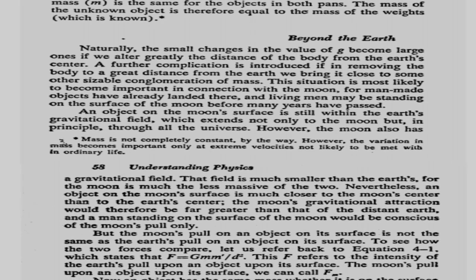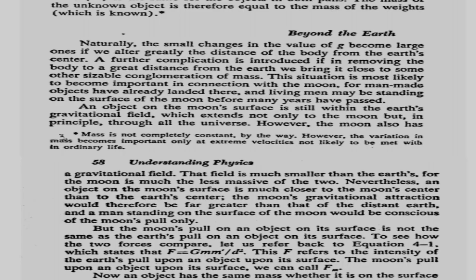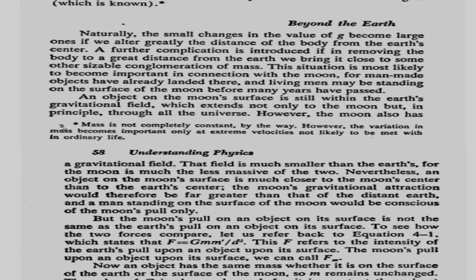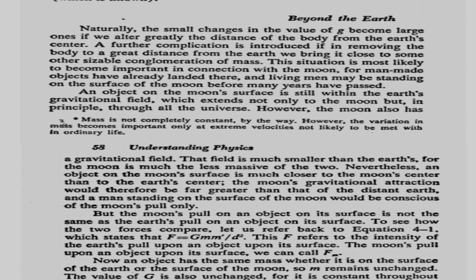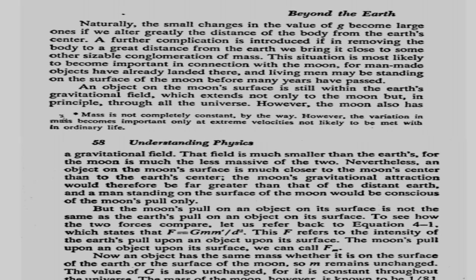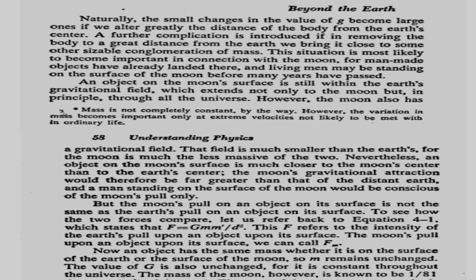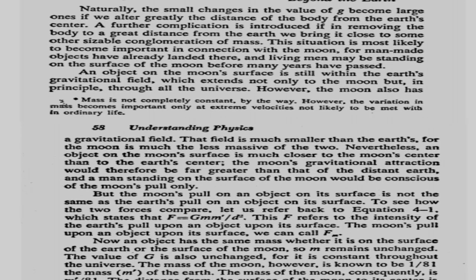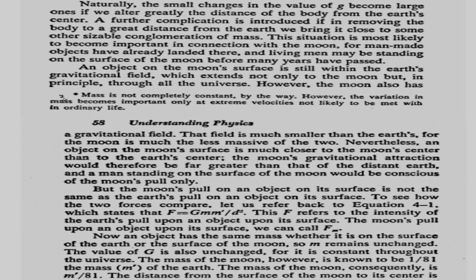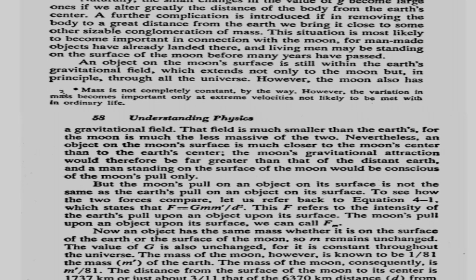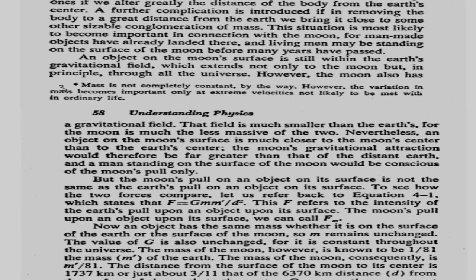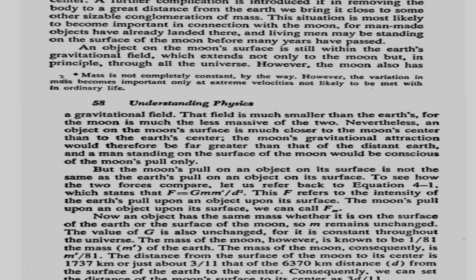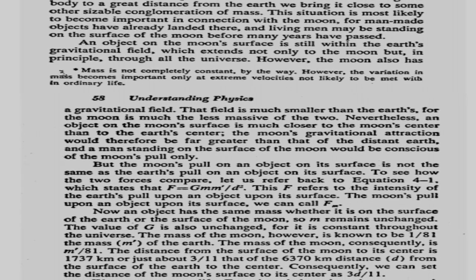Now, an object has the same mass, whether it is on the surface of the Earth or the surface of the Moon, so m remains unchanged. The value of g is also unchanged, for it is constant throughout the universe. The mass of the Moon, however, is known to be 1/81 the mass, m', of the Earth. The mass of the Moon, consequently, is m'/81.